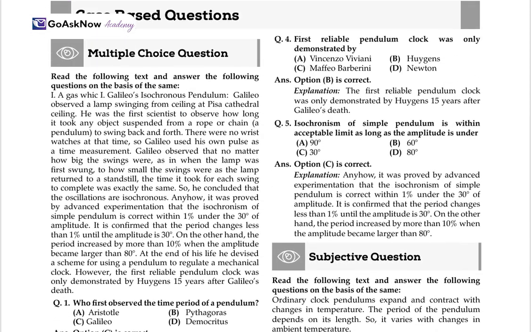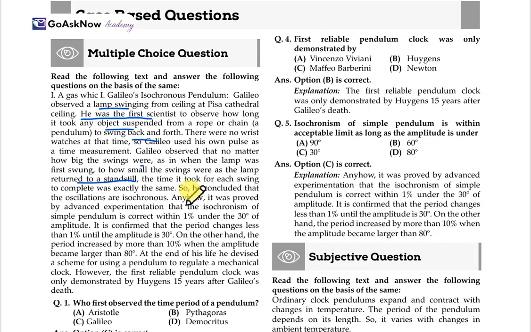Now, let's move ahead with the case-based question. We have a case on Galileo and the isochronous pendulum. Galileo observed a lamp swinging from the ceiling of the Pisa cathedral. He was the first scientist to observe how an object suspended from a rope or chain swings back and forth. There was no wristwatch at that time, so Galileo used his own pulse as a time measurement. Galileo observed that no matter how big the swing was, as in the first swing of the lamp, and how small the swing was as the lamp returned to standstill, the time it took for each swing to complete was exactly the same.